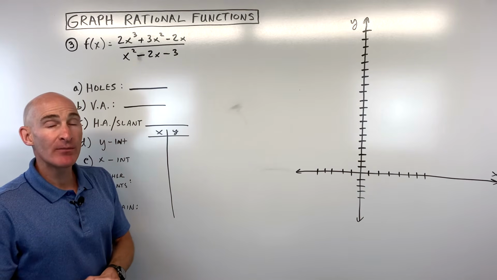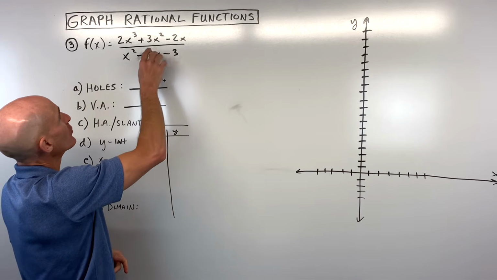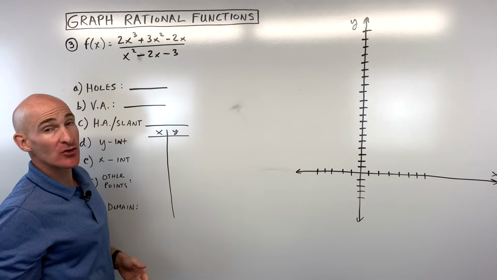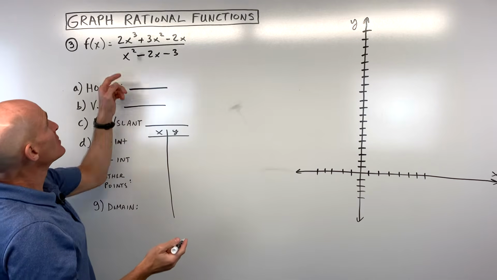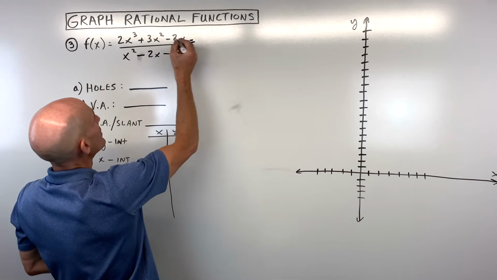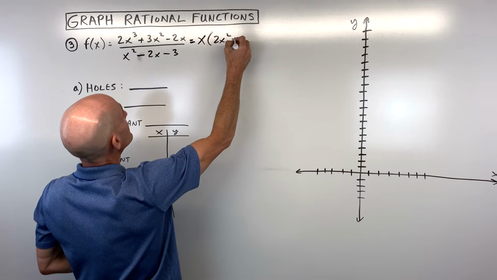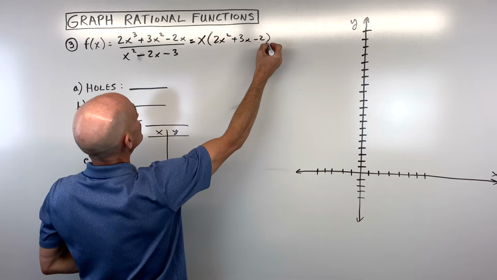Okay, let's take a look at example number 3 now. We've got this polynomial divided by a polynomial, a rational function. First thing we want to do is factor, right? So in the numerator, it looks like we can factor out an x as a greatest common factor. And if we do that, we're going to be left with 2x squared plus 3x minus 2.